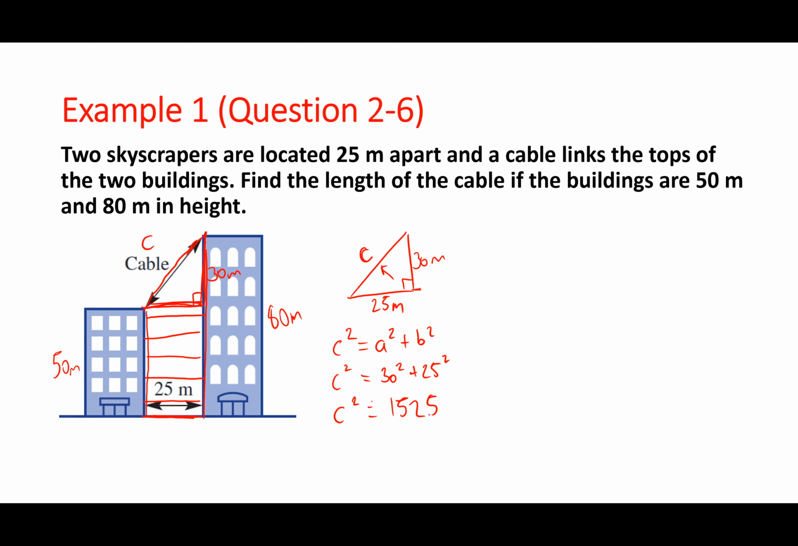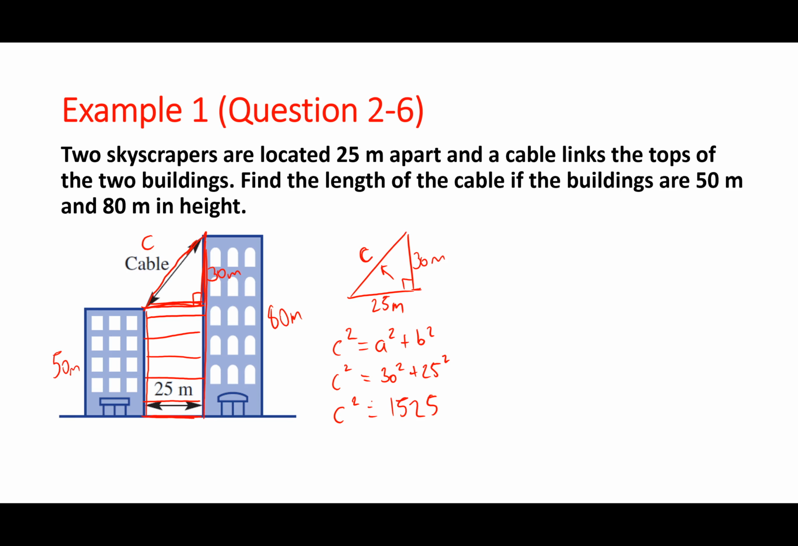Okay, so that's what c squared is equal to. Now that seems like a really big number, and it's because it is, because we haven't done our next step, which is then to do the square root. So if c squared is equal to 1525, then the opposite of c squared is to do the square root. So square root of 1525.